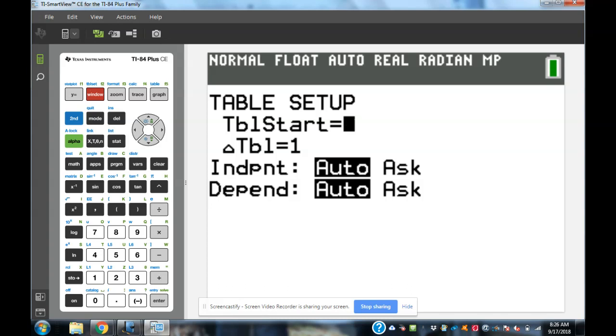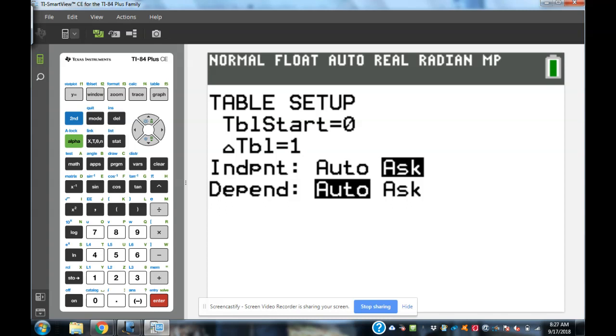I don't care what the table starts. That doesn't matter. Delta table means how much your table changes by every time, if you let it automatically generate one. It doesn't matter what's there. The only thing that matters is that you have the independent variable set to ask. So go down there to independent, move over to where ask is blinking, and hit enter.